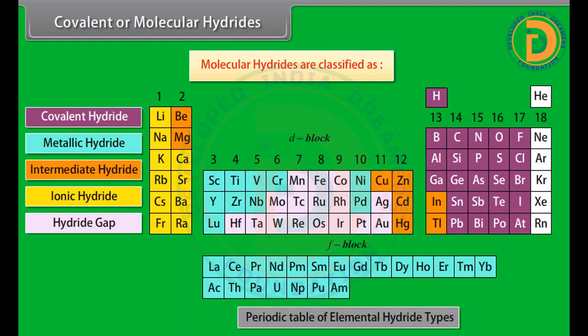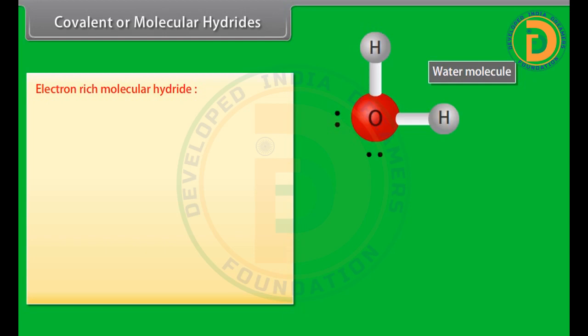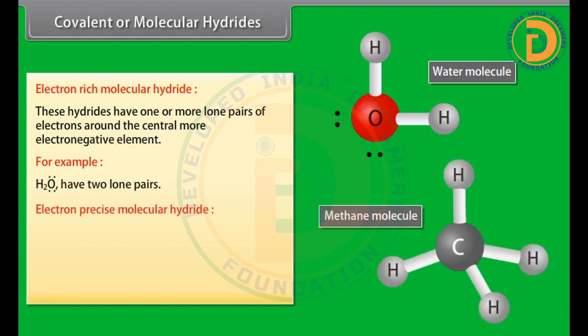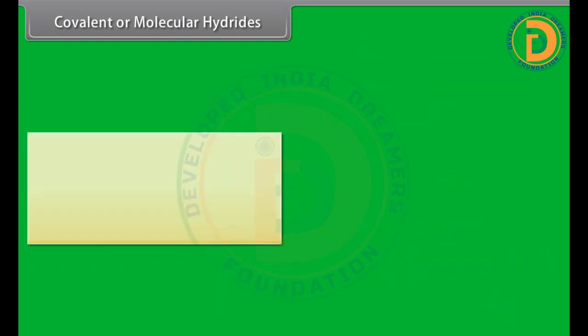Molecular hydrides are classified as electron-rich molecular hydrides. These hydrides have one or more lone pairs of electrons around the central, more electronegative element. For example, water has 2 lone pairs. Electron-precise molecular hydrides have the required number of electrons for the Lewis structure. A common example of an electron-precise molecular hydride is methane.